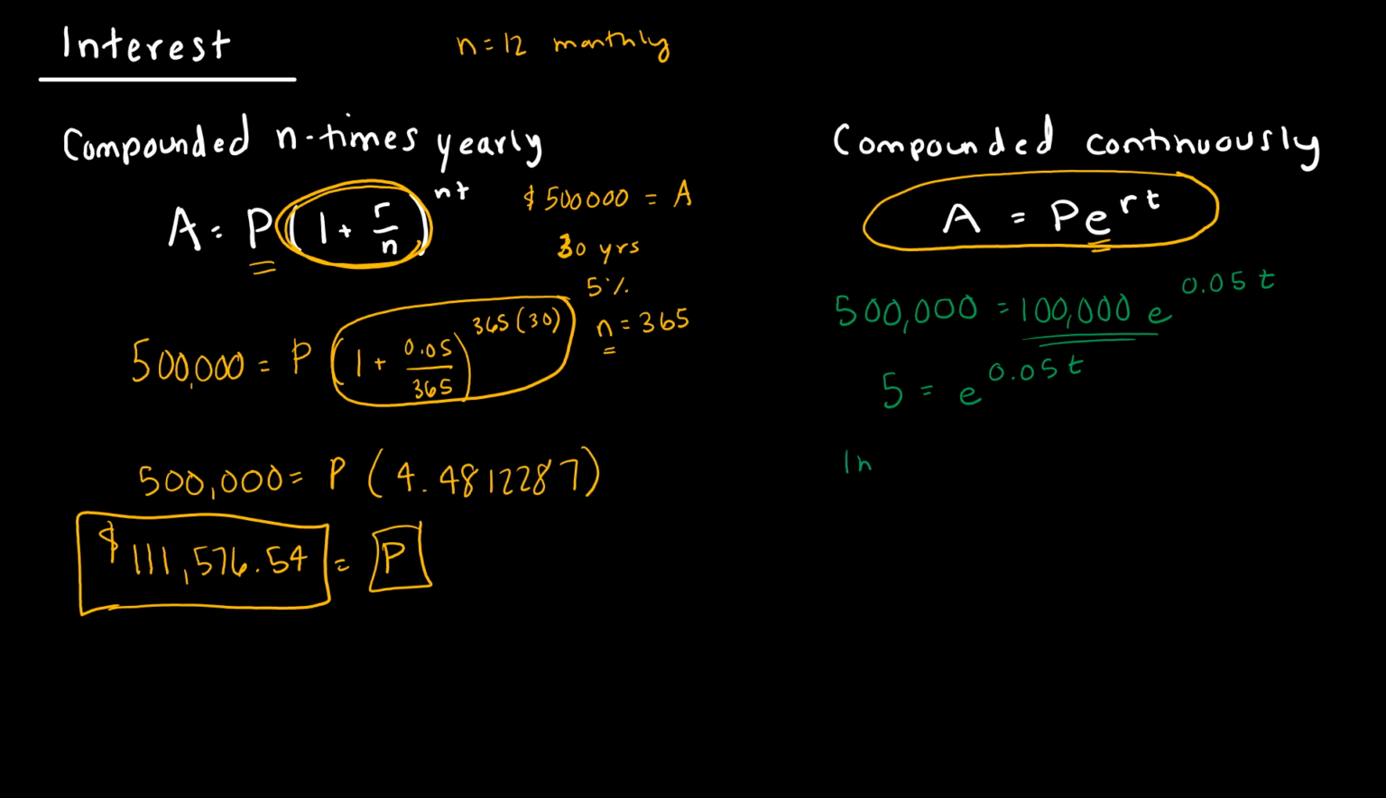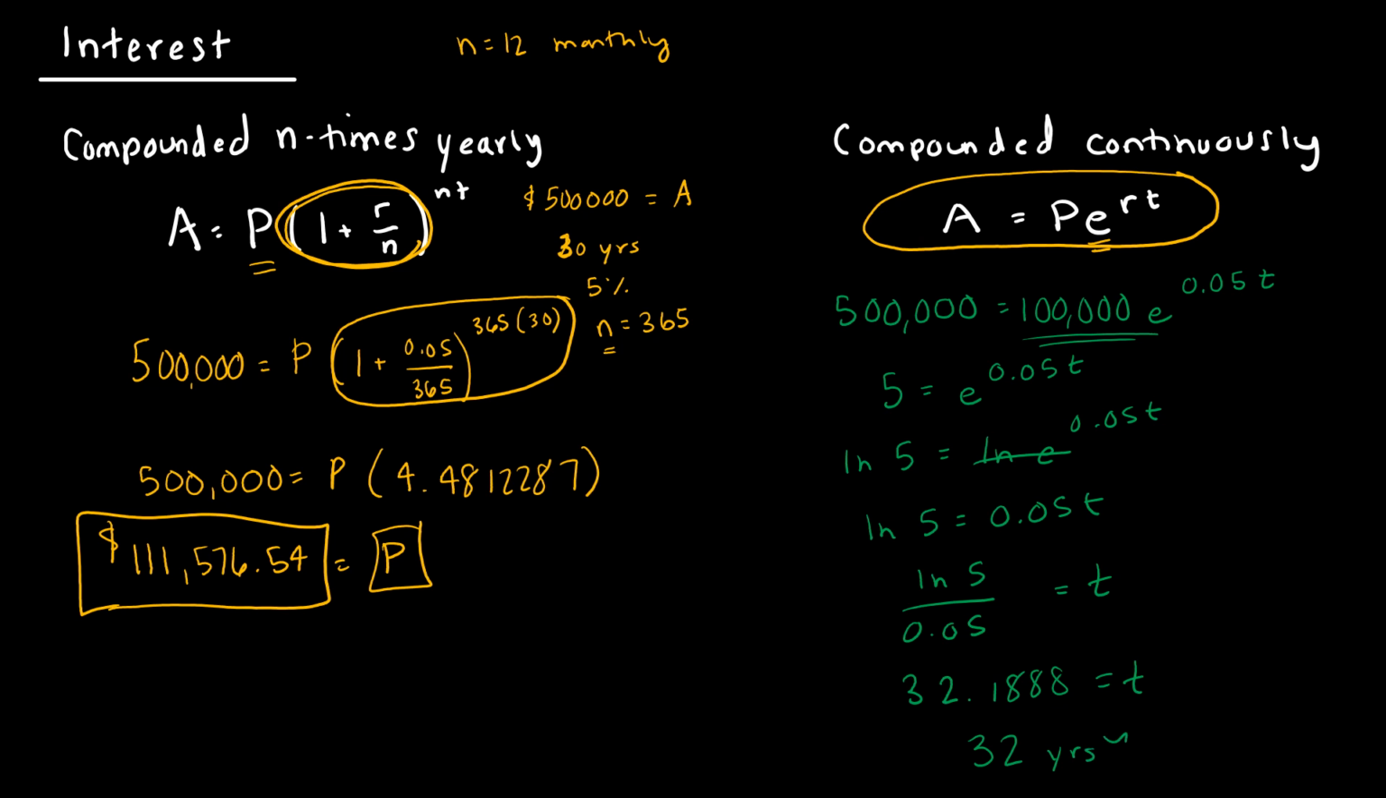And again, hopefully we know how to solve for this. If I have an e, I'm going to take the natural log of each side. And again, I'm hoping this is all review for you. These two cancel out, so I have the natural log of 5 equals 0.05t, which means t is the natural log of 5 divided by 0.05. So if I take the natural log of 5 and divide it by 0.05, I get 32.1888. So about 32 years is how long, which is very similar to what we found here.